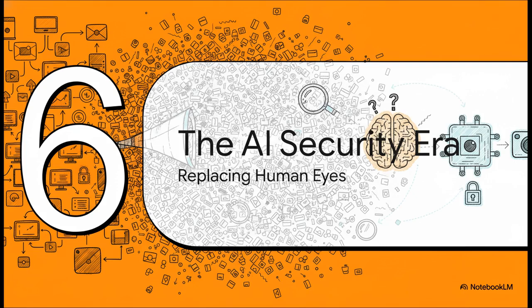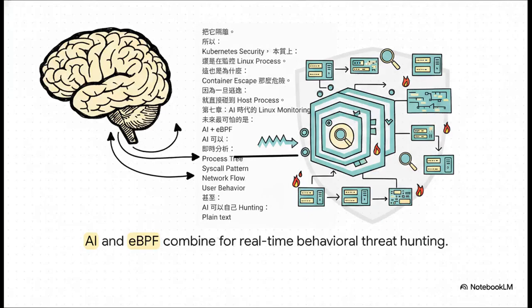And that brings us to our final stop, Section 6, the AI security era, replacing human eyes. Okay, so we have eBPF perfectly extracting every single kernel-level action. But the sheer volume of this data is astronomical. It is way, way too much for any human analyst to watch, like drinking from a fire hose. This brings us to an incredibly powerful and frankly a little terrifying future. We are now combining the omniscient kernel visibility of eBPF with artificial intelligence. Instead of a human staring bleary-eyed at logs, we have AI engines continuously and instantly analyzing process trees, syscall patterns, network flows, and user behavior in real time.